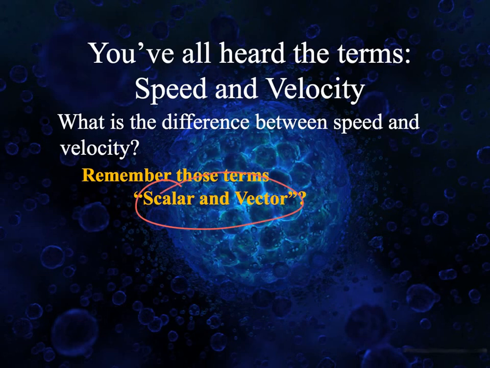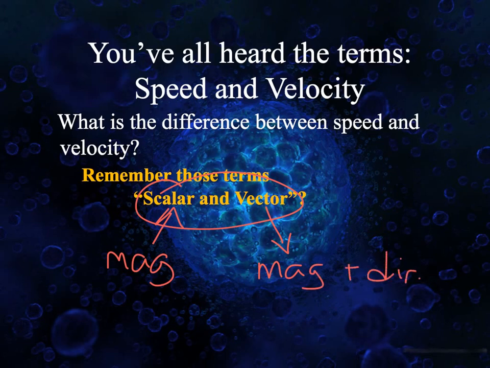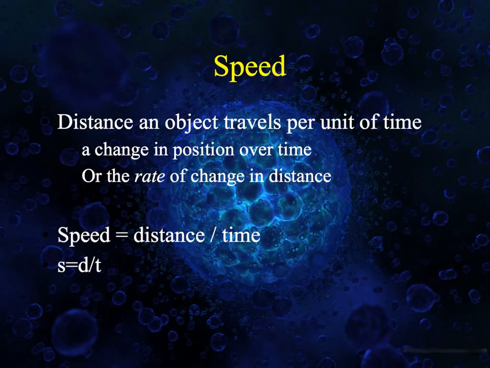Okay, we talked about scalar and vector already, and we said that scalar was just magnitude. It's just a number, it's just a value. Vectors, however, have magnitude plus direction. So that's what makes a vector a little more important. It tells us a number, it tells us a value, and it tells us where something may be going. So we need to remember those terms when we're thinking speed and velocity.